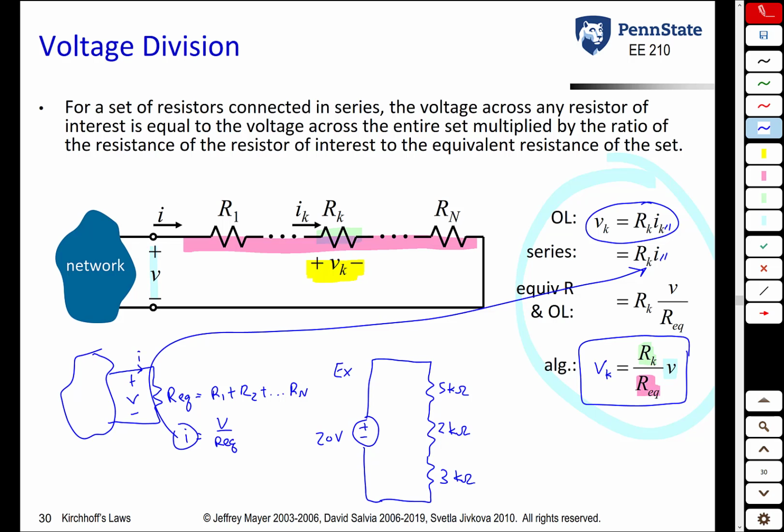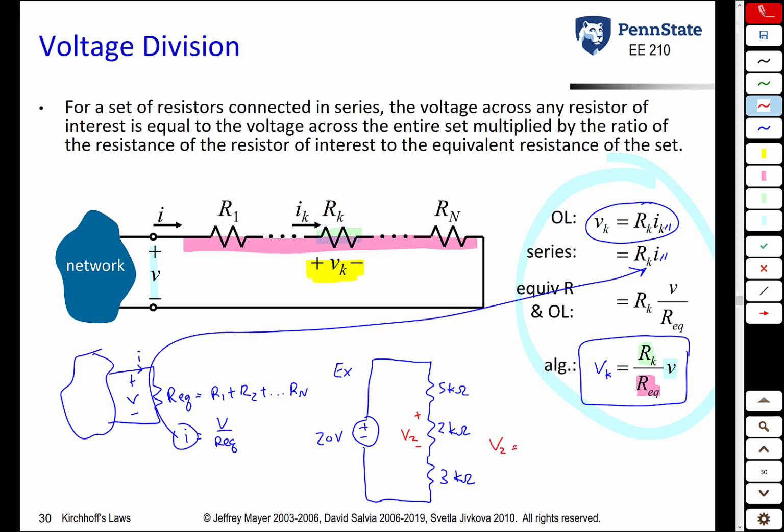So we want to determine this voltage here. Let's call this V sub 2. What you could do is combine all the resistors in series, determine the current, and then multiply the current by that resistance to get that voltage. But it's simpler. We can just use voltage division.